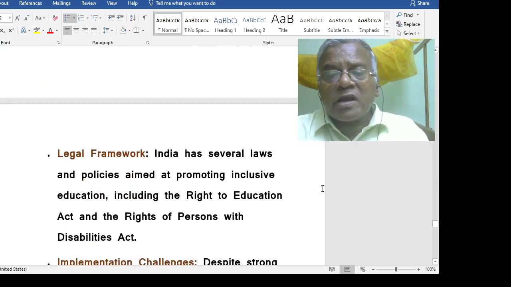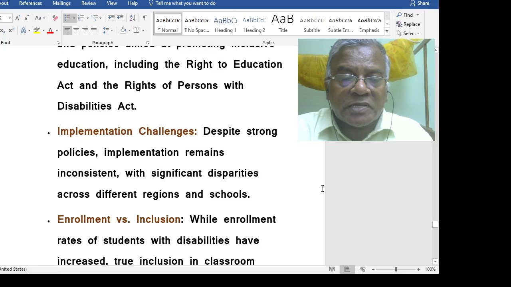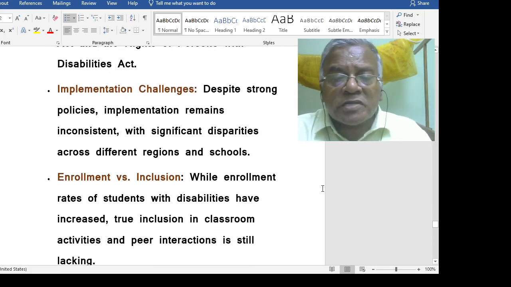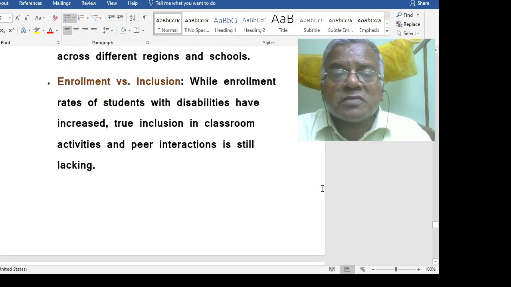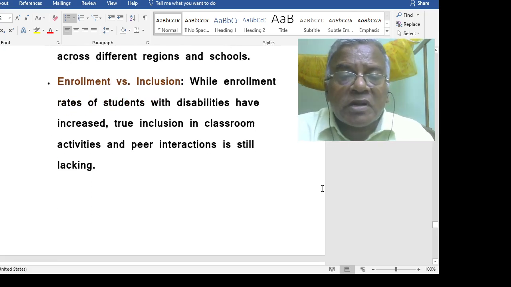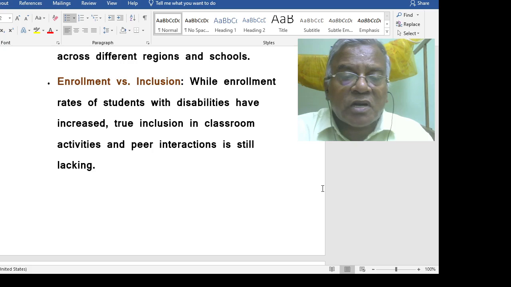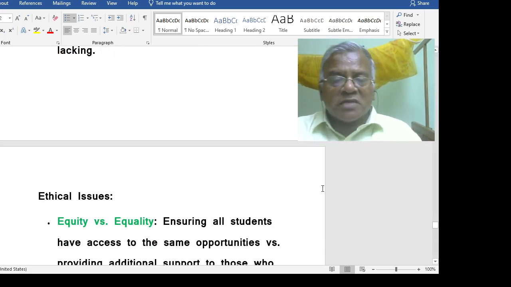Legal framework. India has several laws and policies aimed at promoting inclusive education, including the Right to Education Act and the Rights of Persons with Disabilities Act. Implementation challenges. Despite strong policies, implementation remains inconsistent with significant disparities across different regions and schools. Enrollment versus inclusion. While enrollment rates of students with disabilities have increased, true inclusion in classroom activities and peer interaction is still lacking.